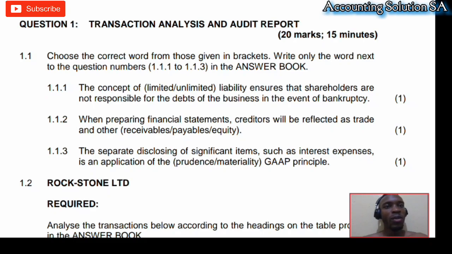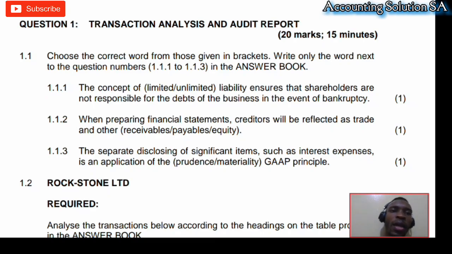Remember, for multiple choice, let me give you an example. Number 1, they said a concept of limited or unlimited, you have to choose one. Liability ensures that the shareholders are not responsible for debt of the business in the event of bankruptcy. You know that this one is limited, because when we talk about limited companies, if the company falls into debt, the owners are not going to be in trouble. But guys, when you study, don't come to the question and claim the answer. What you have to do, go and research about limited and unlimited companies. What is the difference between these two? That's what you have to do.